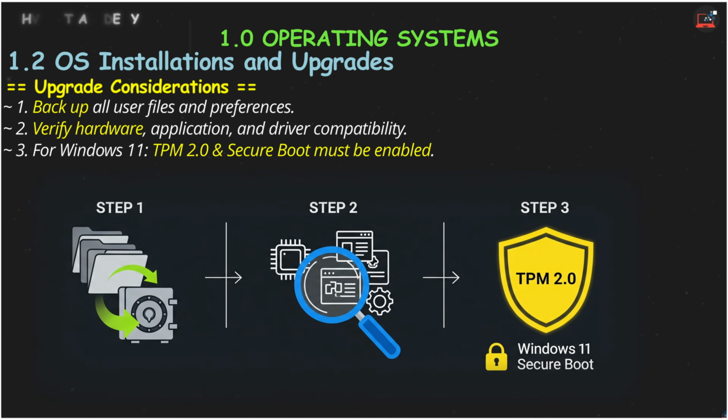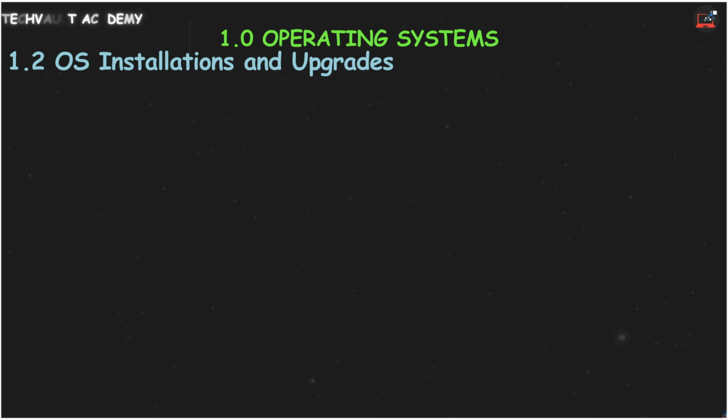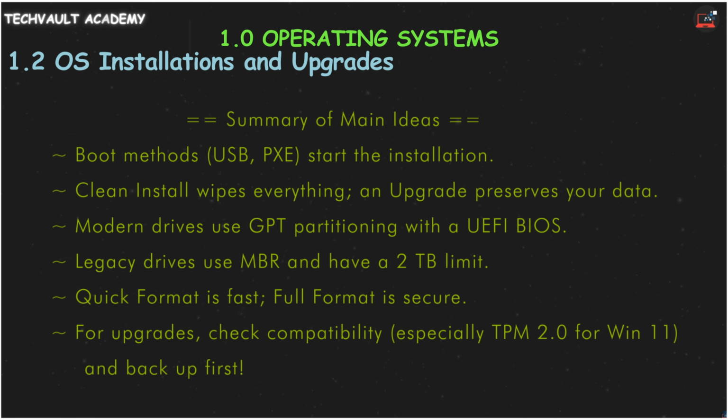That covers the core concepts for this objective. To recap, boot methods like USB and PXE solve the chicken and the egg problem. A clean install wipes everything, while an upgrade keeps your files and settings. Partitioning divides a drive. The modern standard is GPT for UEFI systems, while the legacy standard is MBR. A quick format is fast, but a full format is slow but secure. Before upgrading, always back up your data and check hardware compatibility, especially TPM 2.0 and Secure Boot for Windows 11.